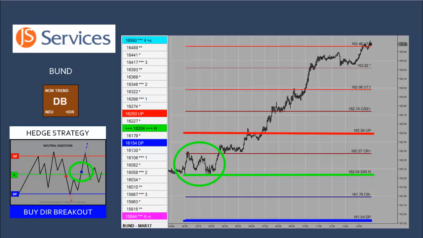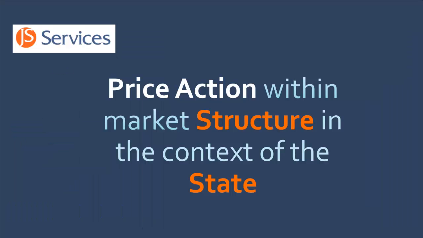Economic reports should be taken into consideration, as it's unlikely a market will commit to a direction until after a release and will more likely digest in front of a figure. Once it does commit, the key tell is whether the market is holding structure, and if so, the trend should be expected to continue into the close. Clarity of the current condition is achieved by observing price action within market structure in the context of the state.